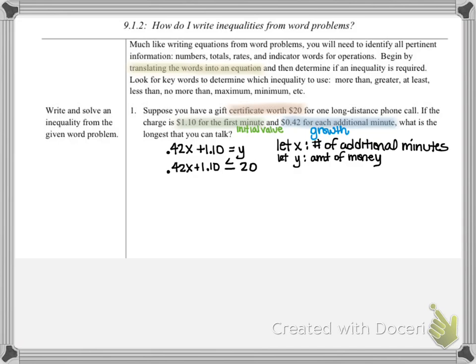Now, I like to treat it like an equation. So now I'm back to what we did on 9.1.1. So I'm going to take this and I'm going to solve for x. So I'm going to subtract my 1.10.